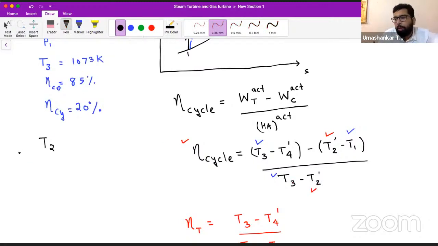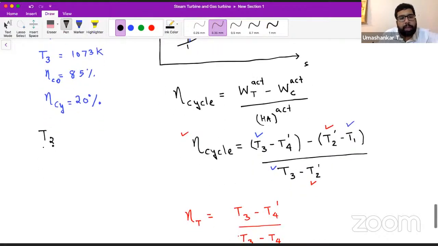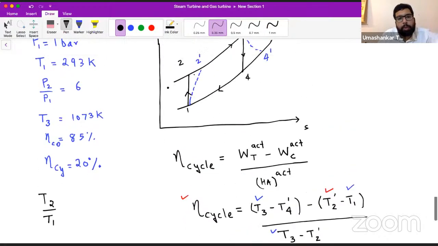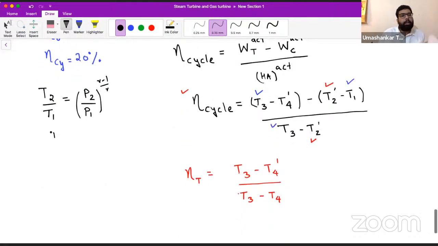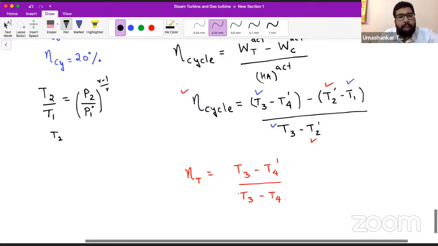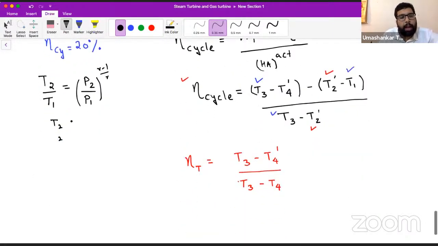We know that as the process 1 to 2 is isentropic, we can apply this relation: T2 by T1 is equal to P2 by P1 to the power gamma minus 1 by gamma. So we can find our T2 here. Let's see what T2 is. We have the value of T1, and we have the ratio of P2 to P1.